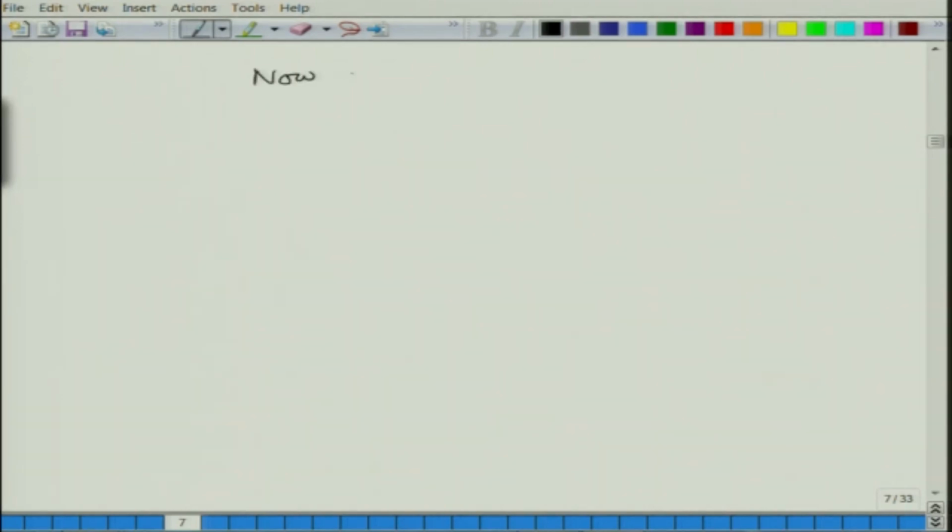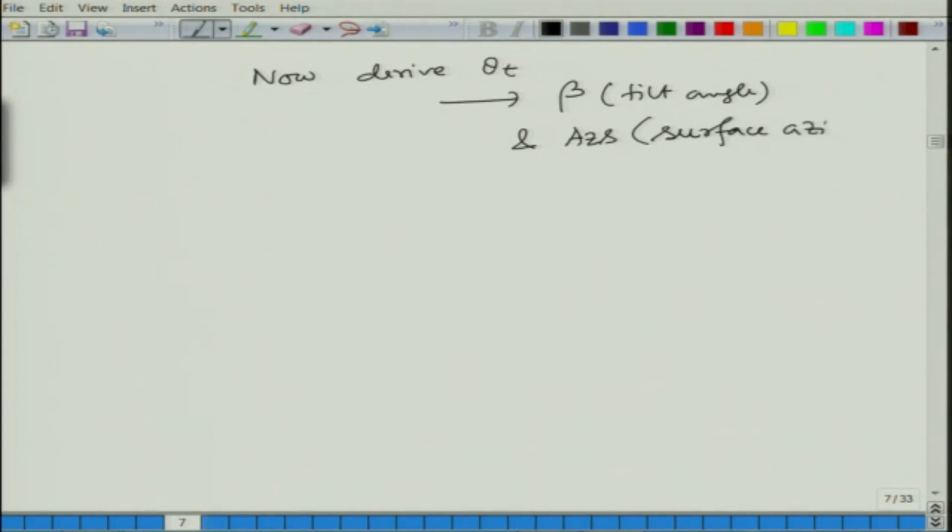Now, we need to derive this expression of theta t. Whenever we talk about a tilted surface, we have to bring in beta, that is the tilt angle, and what else? The surface azimuth angle. Without them it cannot happen, right. These are basically specifications of where or how the surface is lying.